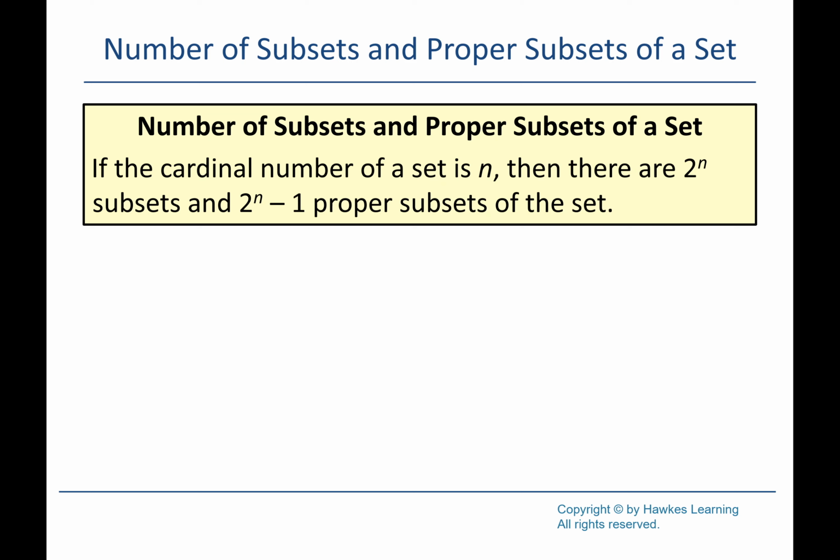So on the first one, when we had a cardinal number of 3, to figure out how many proper subsets we were going to have, we would do 2 to the third power minus 1. Let me write that differently. 2 times 2 times 2 is 8. So we got 7 proper subsets.